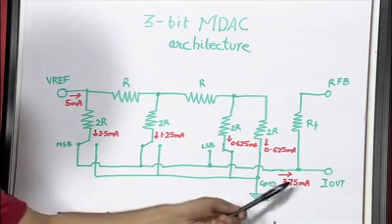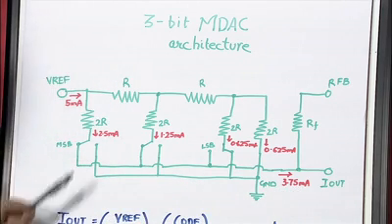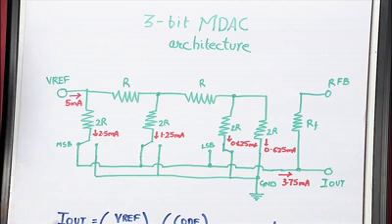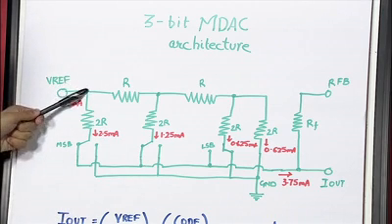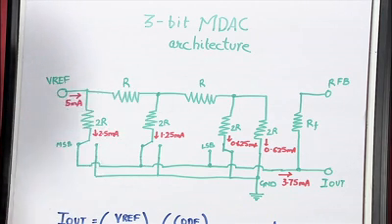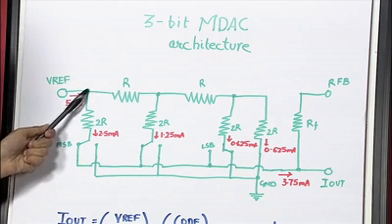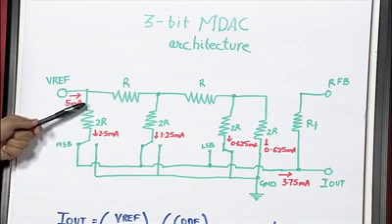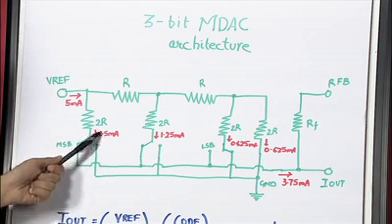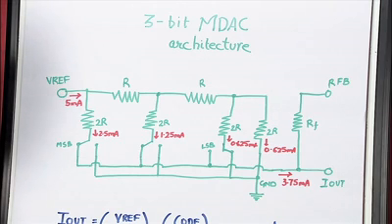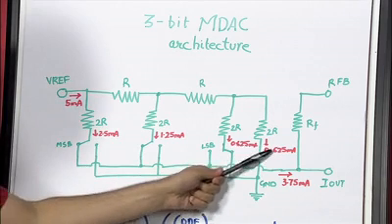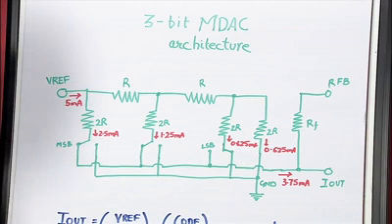Now, to calculate the current flowing into I-out, we have to calculate the current flowing into each of these legs. It's quite easy because at any point along this R resistance, the equivalent series resistance looking outside is 2R. So, using that, we calculated that the current flowing into the MSB leg is 2.5 milliamps, this leg 1.25 milliamps, and these two legs 0.625 milliamps.